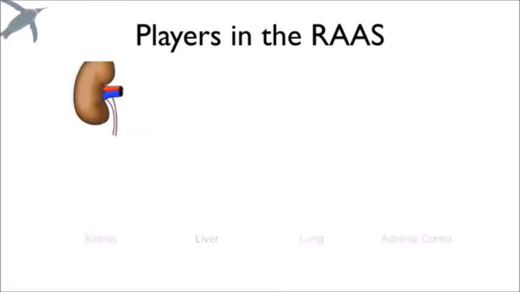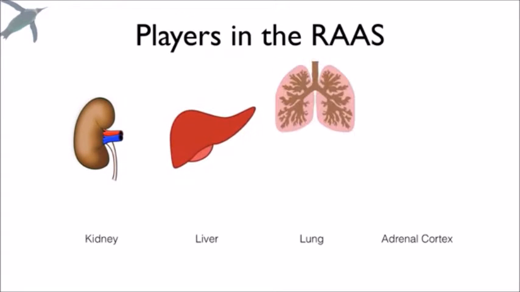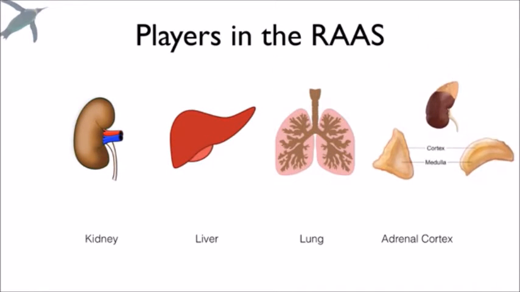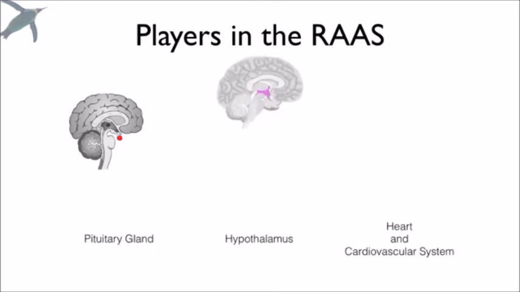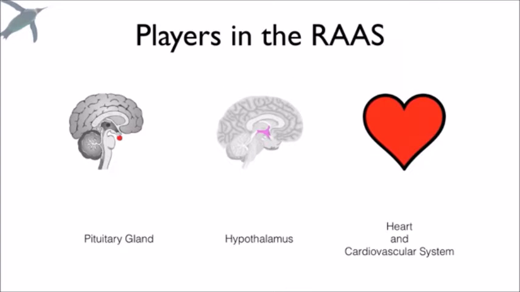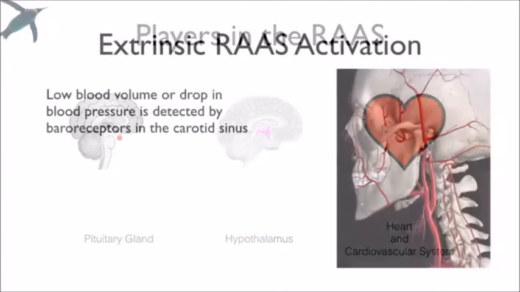The players in this system include, and there's a lot, the kidney, the liver, the lung, believe it or not, and the adrenal cortex. And we've got the pituitary gland, the hypothalamus, and the heart and the cardiovascular system as a whole. So as you can see, there's a lot of players here.